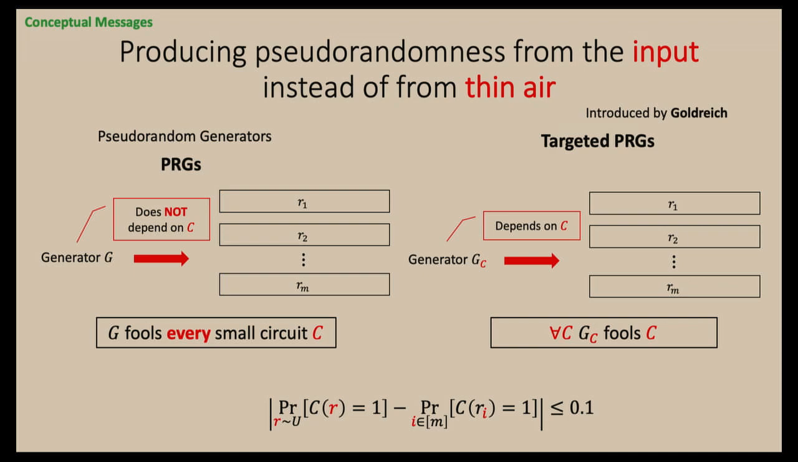It makes sense to see why targeted PRGs are appealing, because now you know the circuit and want to use what you know to make your life easier in terms of generalization. So essentially, most of the work I mentioned in this talk is materializing this intuition that constructing targeted PRGs should be easier than constructing PRGs.